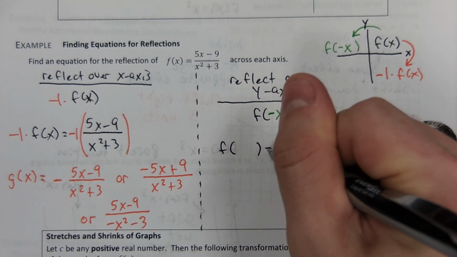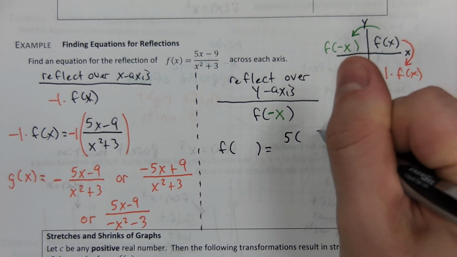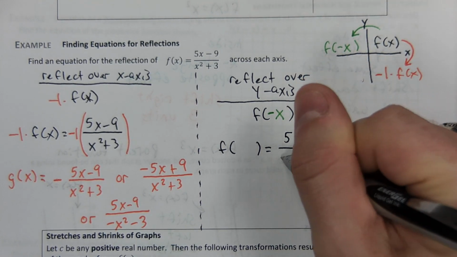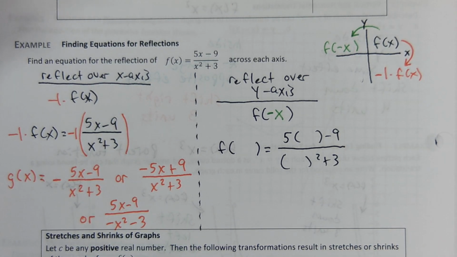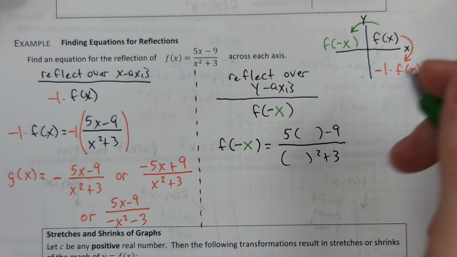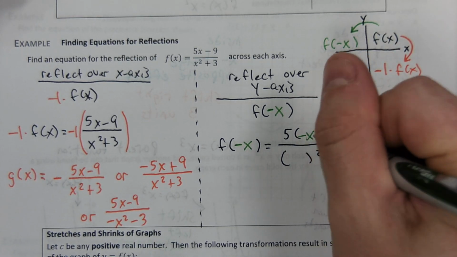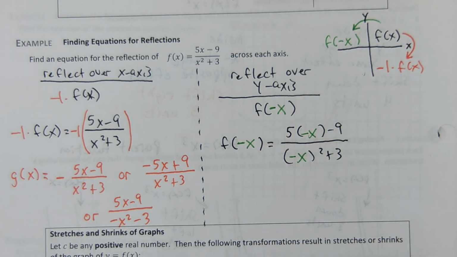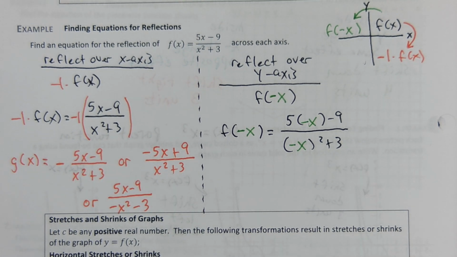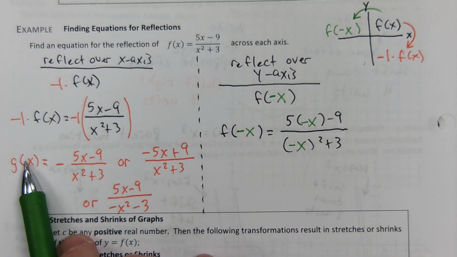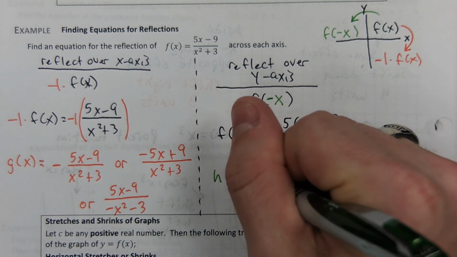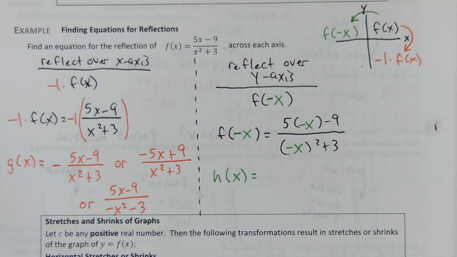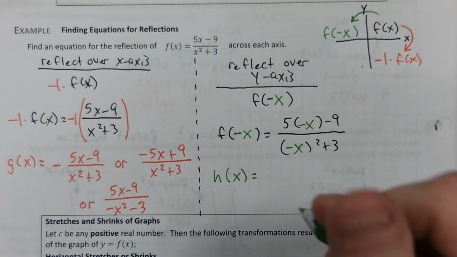Everywhere my original function had an x, I have an open set of parentheses. Filling those parentheses with a negative x on the left forces me to fill those parentheses with the negative x on the right. And now I'll clean it up and I'll write the whole thing in green. We'll give it a new name. I can't call it G because this is G. So F, G, H. H is the next letter in the alphabet. English is hard. Okay. 5 times negative x is negative 5x.